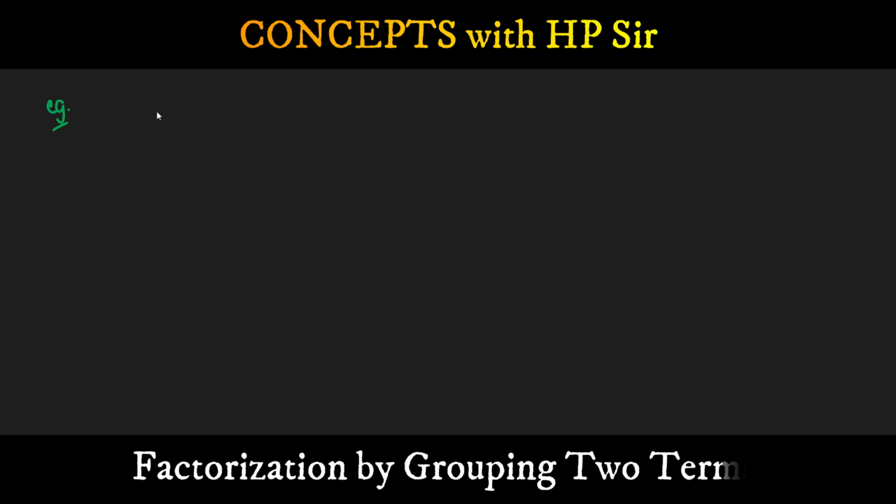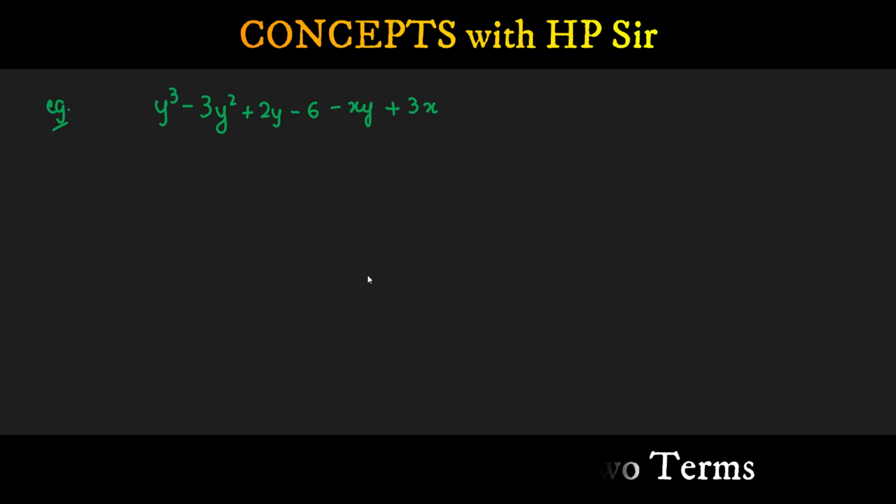Suppose the question is y cube minus 3y square plus 2y minus 6 minus xy plus 3x. In this question I have 6 terms. So at first glance it will look very confusing and you will be a bit terrified, wondering what we will do. But again, the simple method is to find similar looking terms and take them in groups of 2.